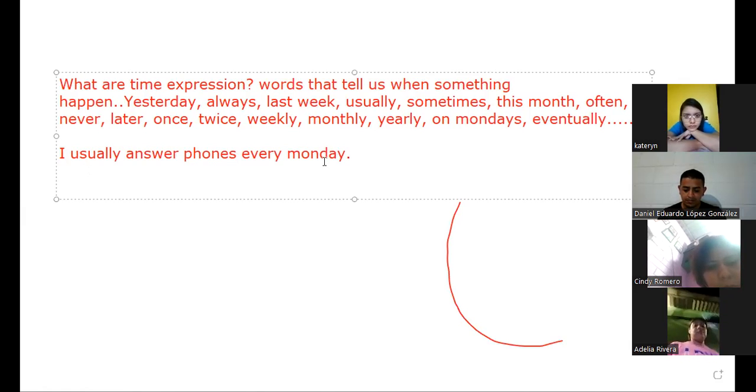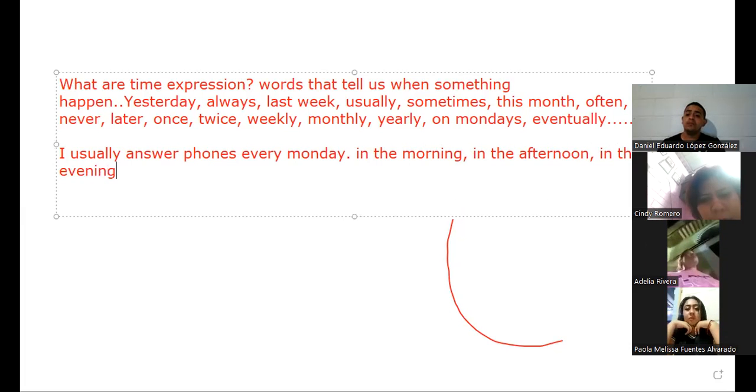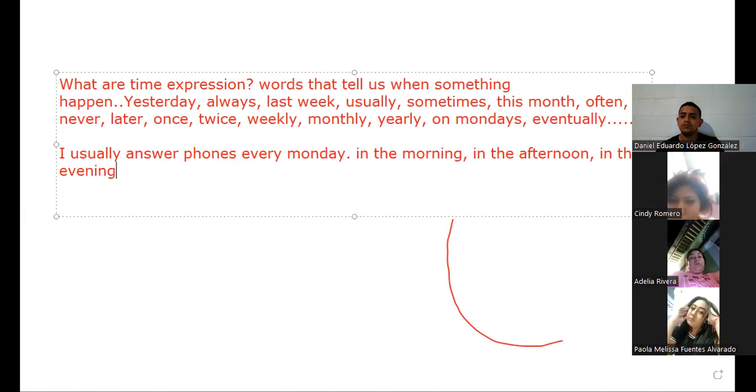También tenemos las time expressions, también las podemos usar, por ejemplo, cuando decimos in the morning. In the afternoon. And in the evening. Esas time expressions también las podemos usar. In the morning, every night. Sí, podemos usar every night. Every day. ¿Sí?